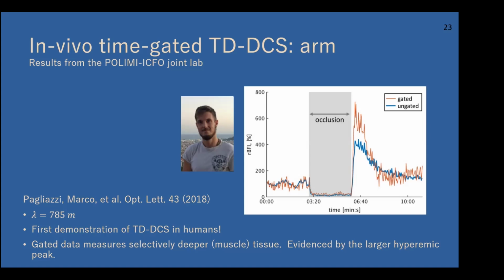And as you can see in the gated case, there's a larger peak compared to the ungated case, and that's expected since the gated photons are predominantly from the muscle.